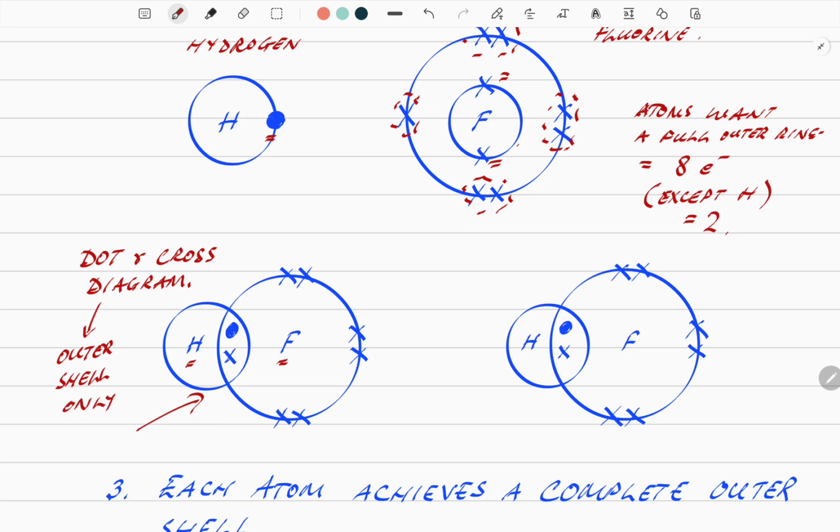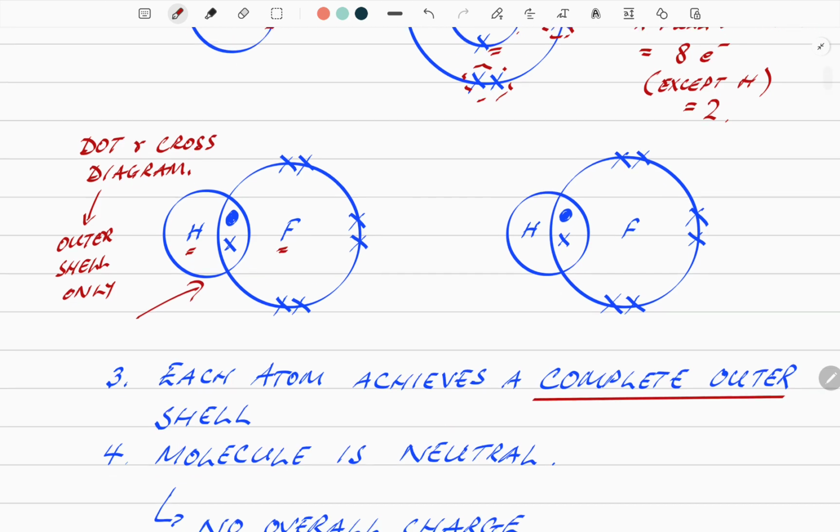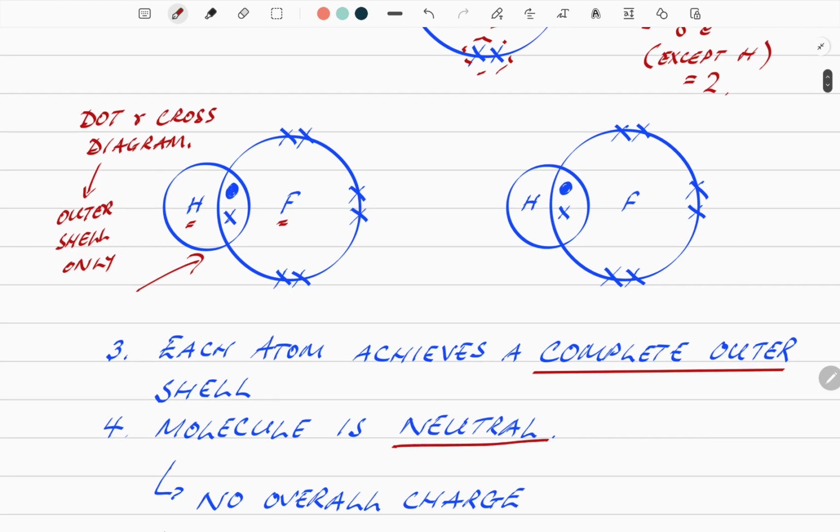Hydrogen and fluorine get together and share their unbonded electrons, and they both get the benefit of full outer shells. As I said, each atom achieves a complete outer shell, and the molecule remains neutral, because you're not transferring or changing the number of electrons in total. Neutral atoms come together and make a neutral molecule.